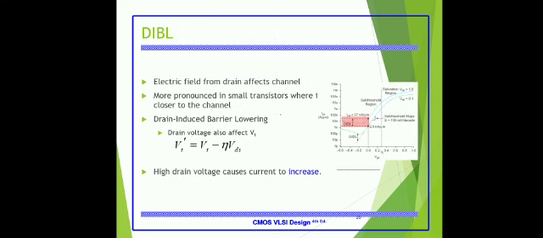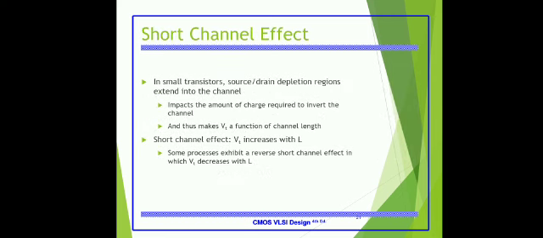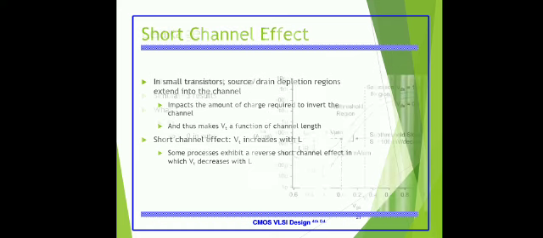and DIBL. Here the electric field from the drain affects the channel, and this can be pronounced in most small transistors, and it causes drain induced barrier lowering. So in this case, the current will start to increase at a high drain source voltage. Short channel effect: in small transistors, the source and drain depletion regions extend into the channel, and it impacts the amount of charge required to invert the channel. In the short channel effect, VT increases with respect to the length. Some processes can exhibit the reverse short channel effect, in which VT decreases with length.